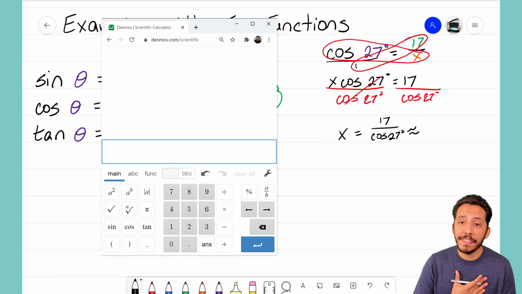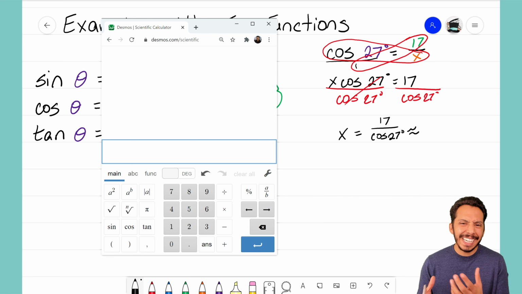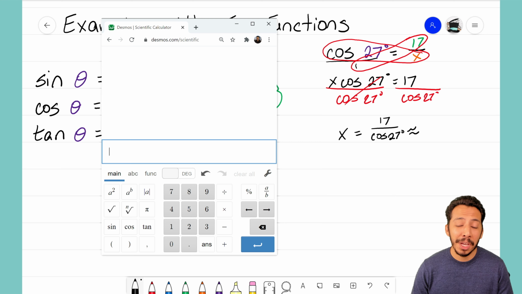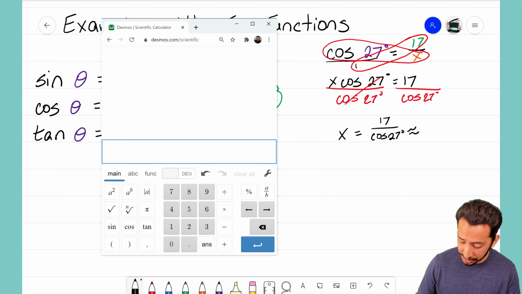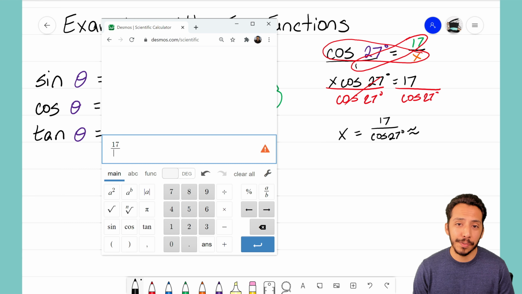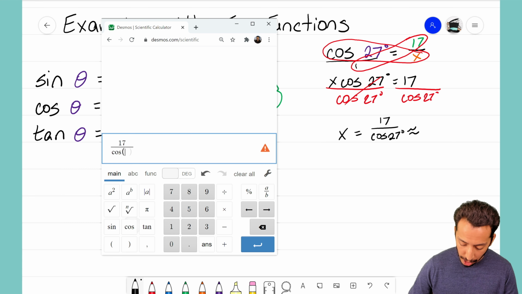I found that using the calculator on your iPhone or your Android phone can get kind of buggy sometimes. So instead, I just use this calculator because it's very nice and easy to use. So I need to enter in 17 divided by cosine of 27 degrees. So I type in 17. I hit the division button. It creates the fraction for me. So now I type in cosine of 27 degrees.